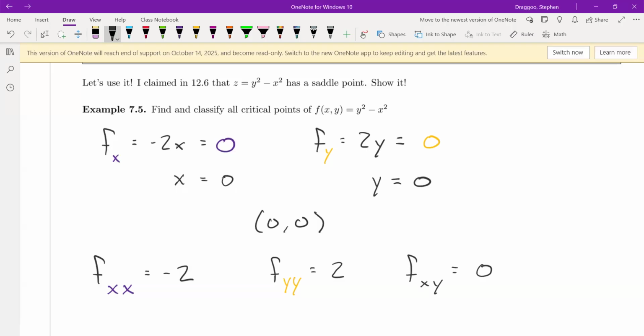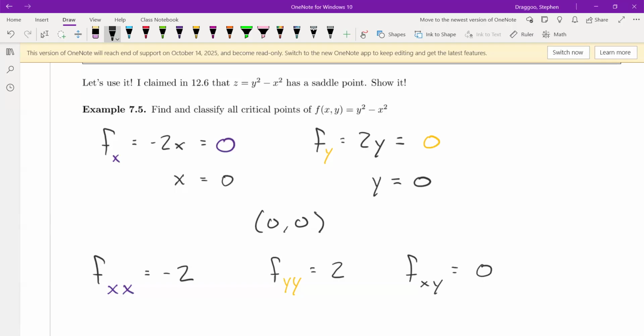Again, by Clairaut's theorem, as long as we have a nice function, fxy and fyx are going to be the same thing. So technically, that D value should be fxy times fyx instead of that product squared. But again, we're going to assume that we always have nice functions. We are going to only be looking at nice functions for our course. So we'll just square that one term.